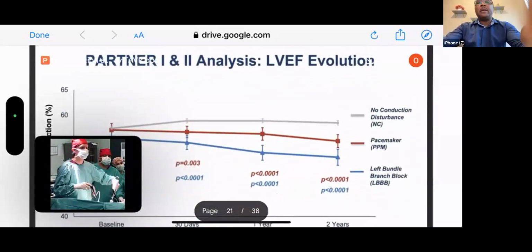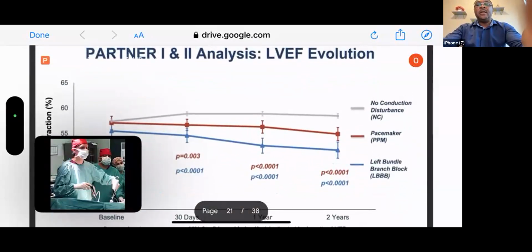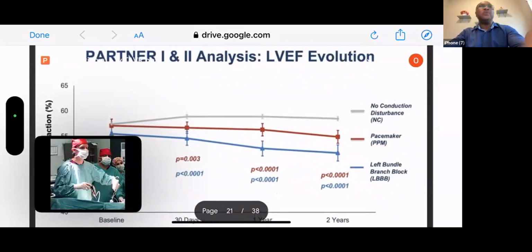So combining the PARTNER 1 and PARTNER 2 analysis for the EF evolution, that's left ventricular ejection fraction evolution, this showed that if a patient developed a new onset left bundle branch block, their EF goes lower over time. And if they got a pacemaker, it also goes lower, but not as low as just having left bundle branch block without a pacemaker. So this is the argument that some people are making, that if a patient has left bundle branch block and even the QRS is quite wide, that we should put a pacemaker in them.